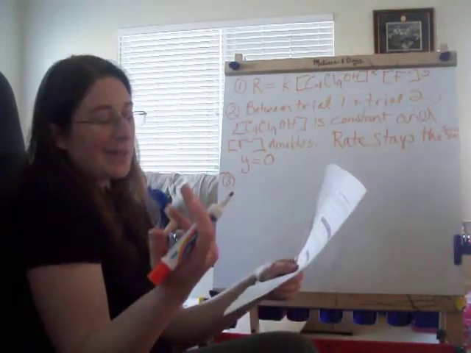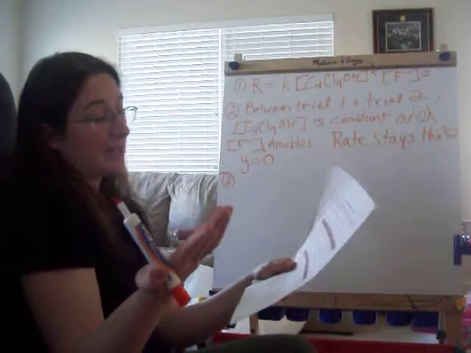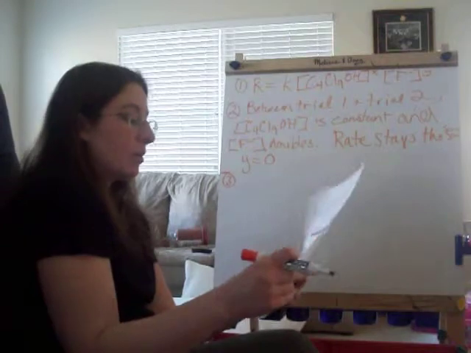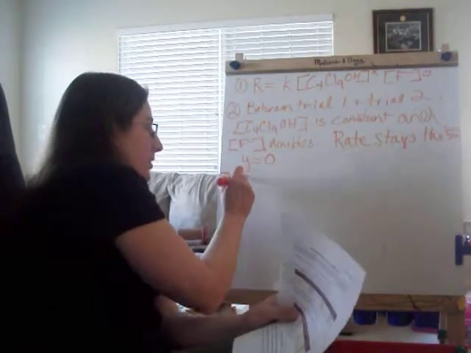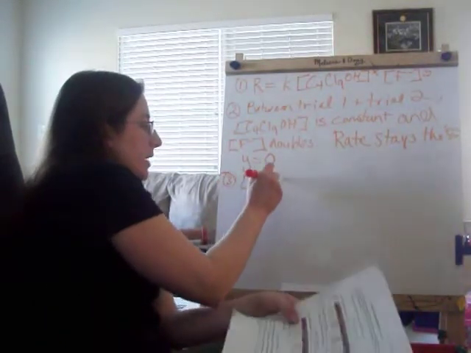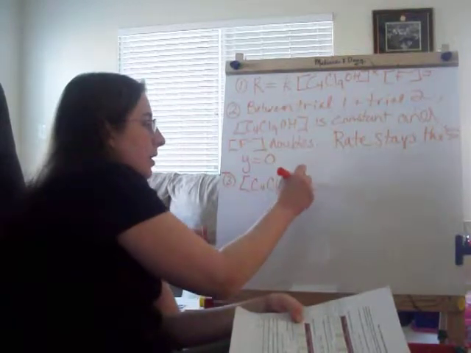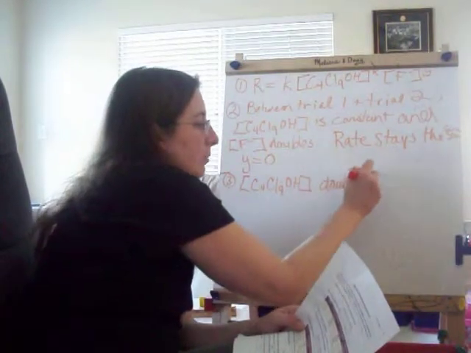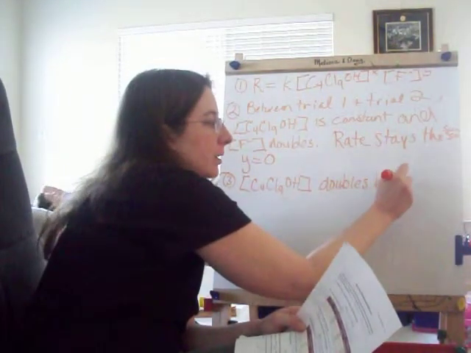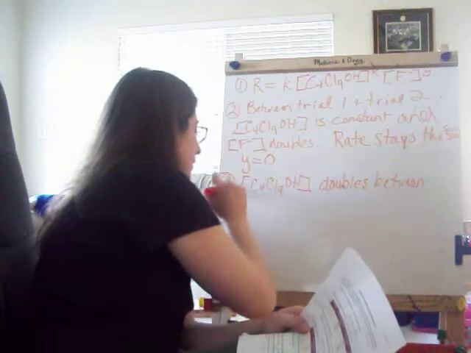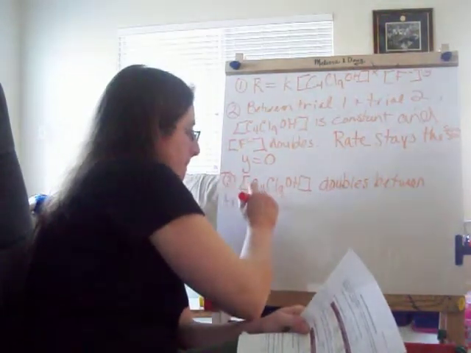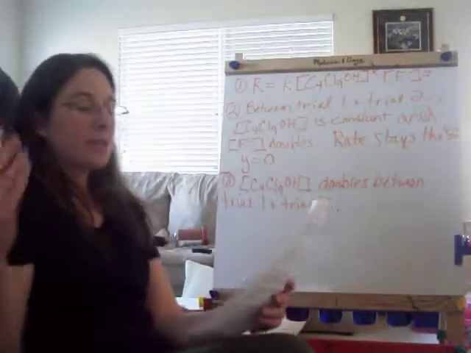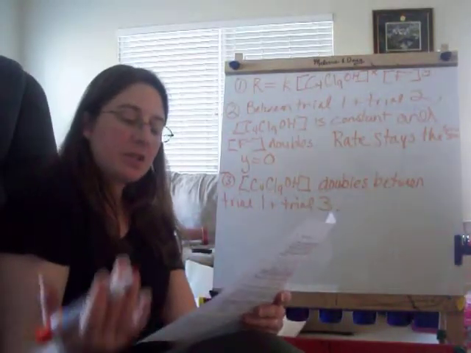And we know that the concentration of fluorine doesn't matter, because if it's the only thing that changes, the rate doesn't change anyway. So we're going to just worry about the concentration of the C4Cl9OH, and it doubles here between trials 1 and 3. Okay, so if the concentration of that doubles, what happens to the rate?